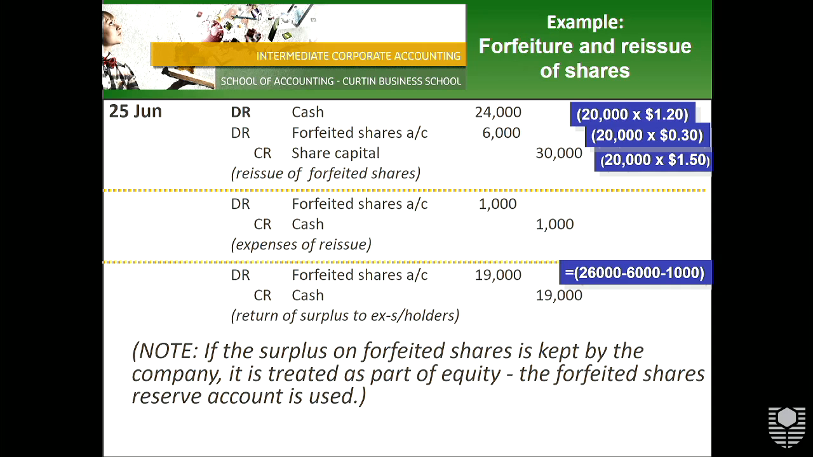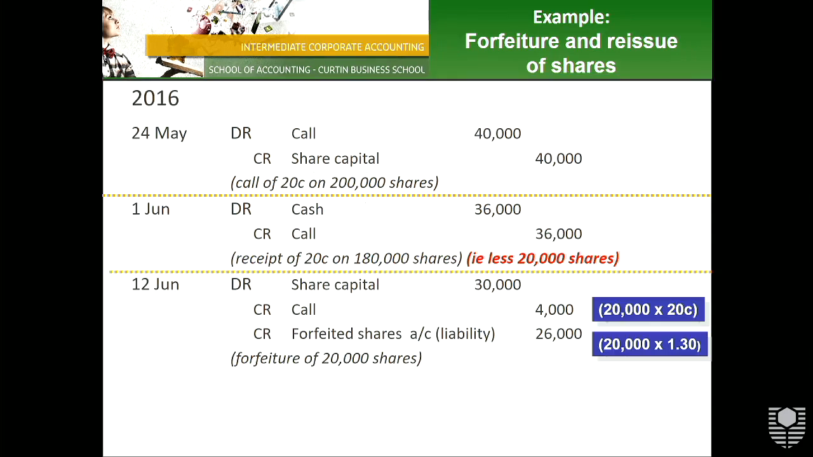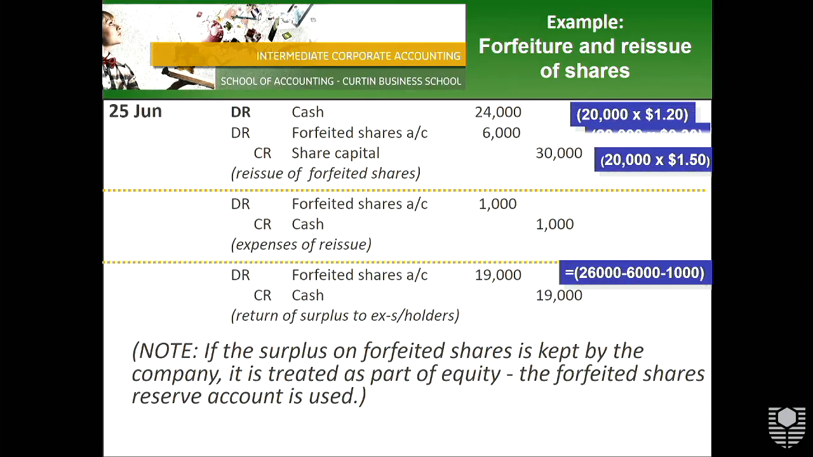So we had $26,000 from the previous journal in our forfeited shares account, 20,000 times $1.30. We have reissued the shares at a discount. The discount was $6,000, so 26 minus 6 plus the additional cost of 1,000 means that we've only got 19,000 left. If we pay them back, we're only going to pay them back 19,000, not 26,000 of their original investment.